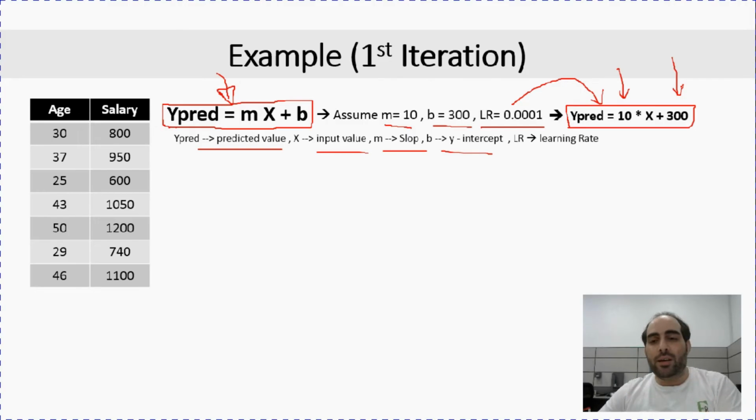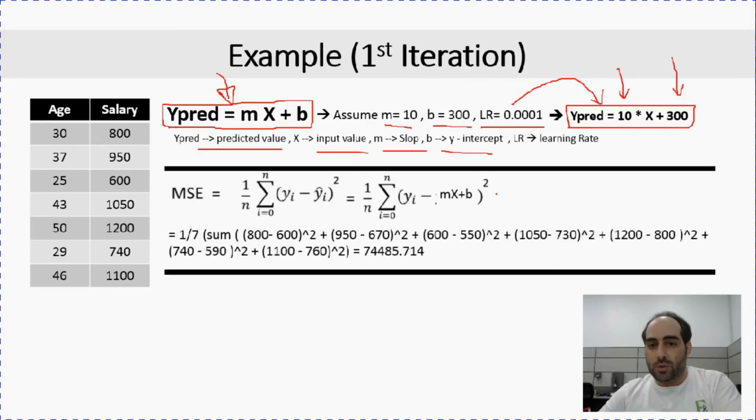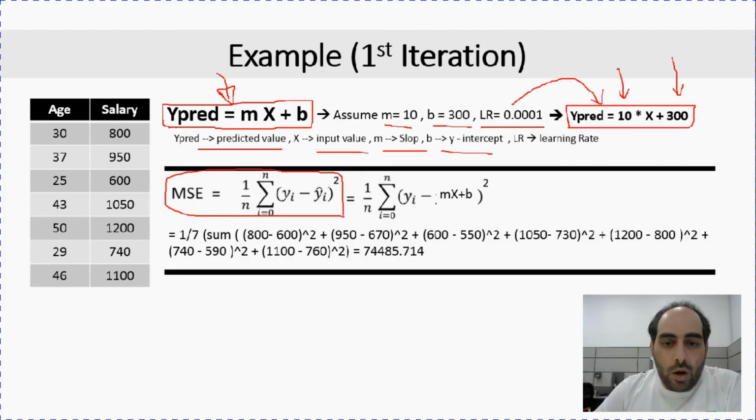How will we calculate the error? Using mean square error. So this is what we are going to do here. This is the same equation which I have explained before. This is the mean square error. What I want to do is see how much error this equation is giving me. The error represents how good my prediction is.